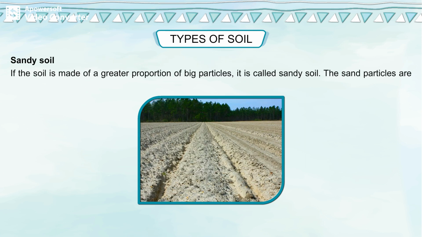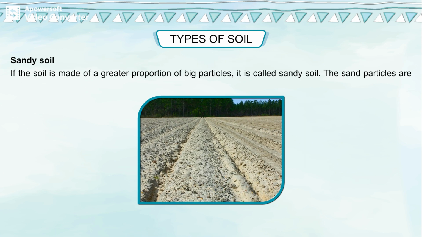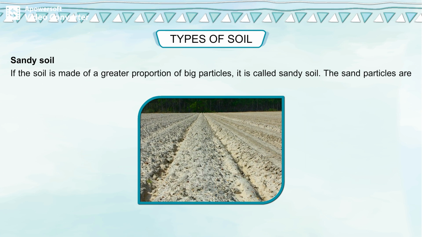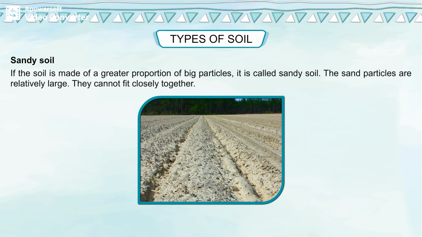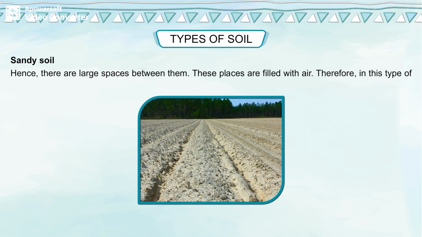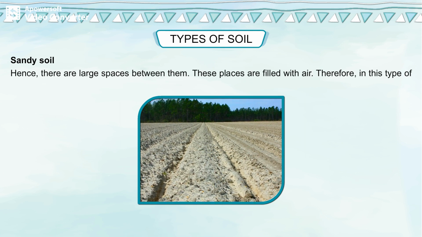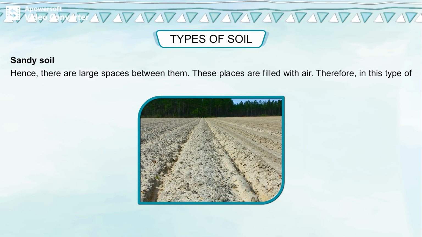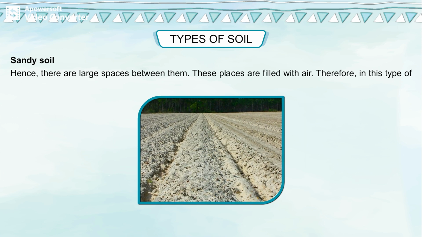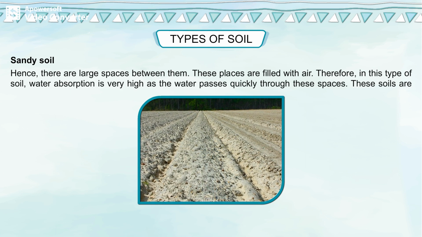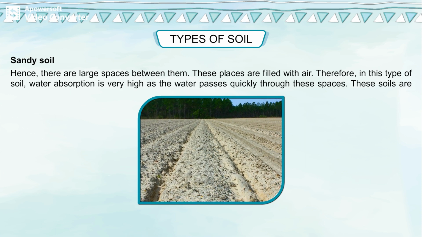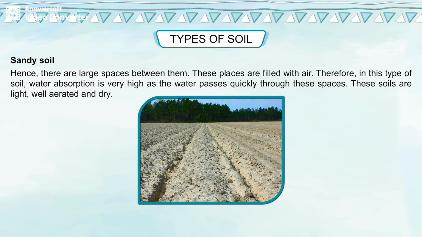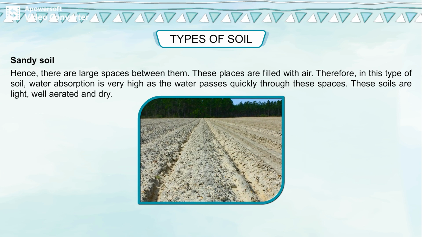Sandy soil. If the soil is made of a greater proportion of big particles, it is called sandy soil. The sand particles are relatively large. They cannot fit closely together. Hence, there are large spaces between them. These spaces are filled with air. Therefore, in this type of soil, water absorption is very high as the water passes quickly through these spaces. These soils are light, well aerated and dry.